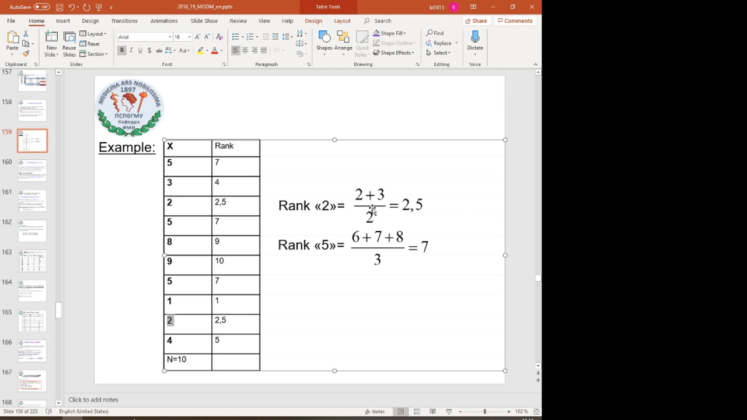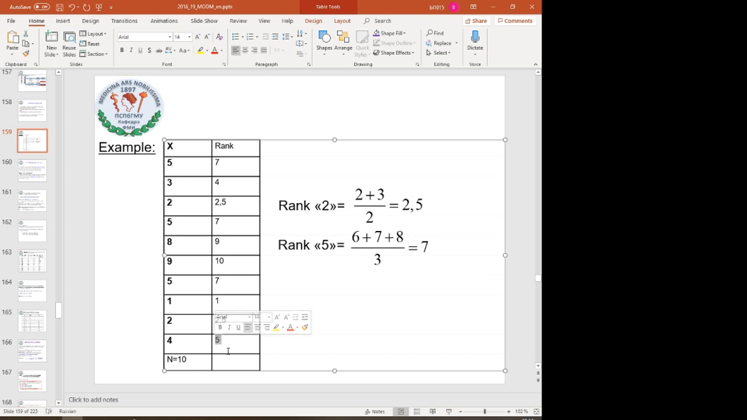Thus we should calculate the mean value between 2 and 3 and give both the third patient and the ninth patient the same rank, 2.5. Then the next serial is 4, and we give 4 as a rank to patient 3. The next one is 5, and we have two 5s.